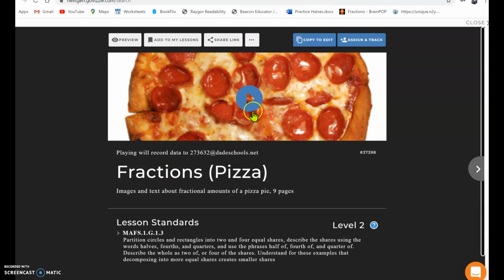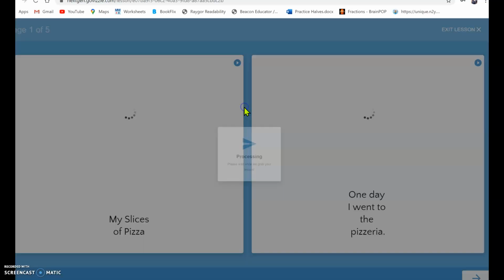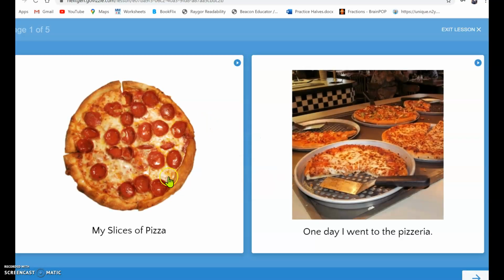Alright, so today we're going to be working with fractions. So we're going to look at my slices of pizza. I went to the pizzeria and I saw pizza. I saw cheese pizza, pizza with vegetables, pizza with pepperoni, which is the one that I picked here, and plain cheese pizza. And these are my slices of pizza.